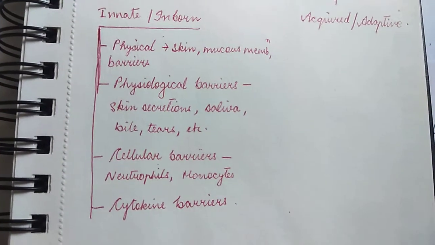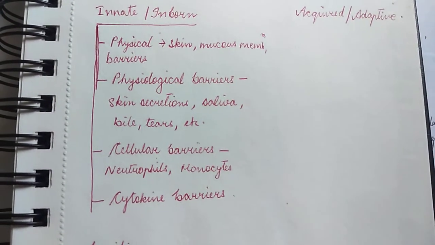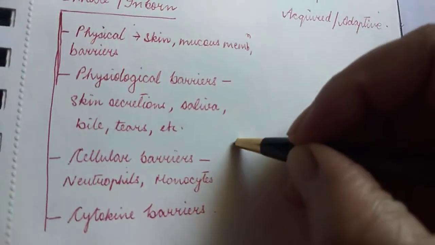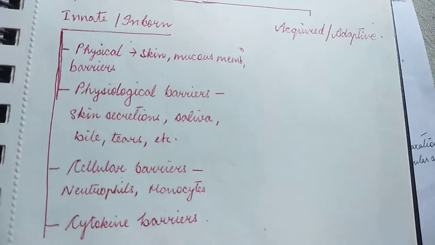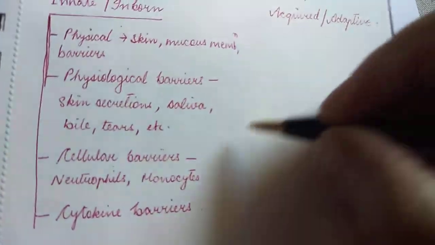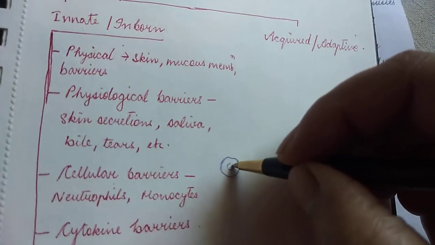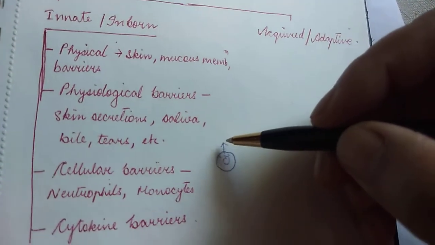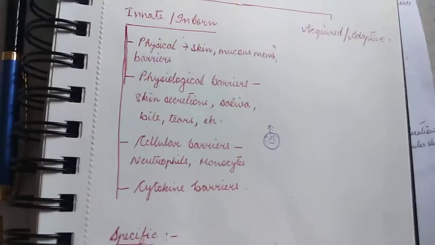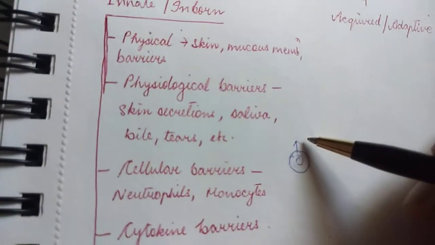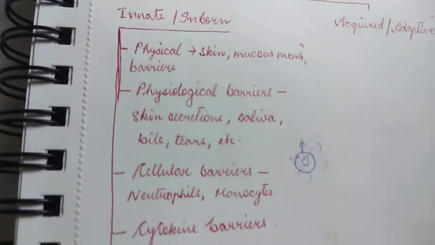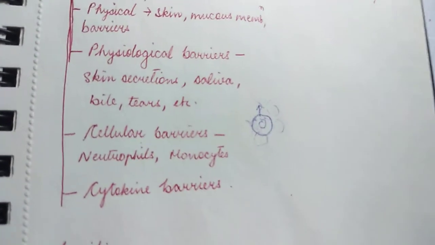Next, the cytokine barriers. Now, in cytokine barriers, this is the infected cell. Now, this infected cell releases a chemical which is known as interferon. The interferon, which is released by the infected cell, then protects the nearby cells from the infection. Hence, interferon stops the spreading of the infection.